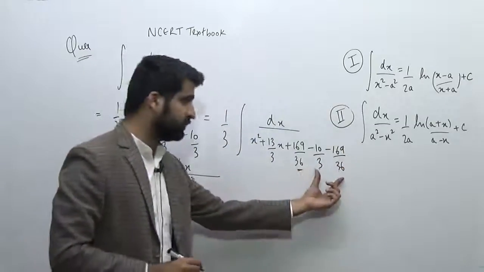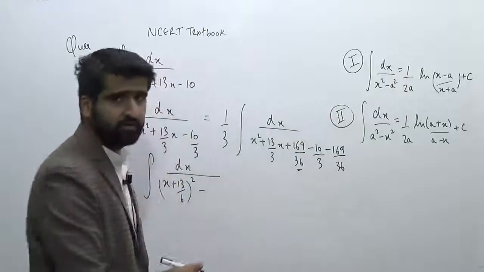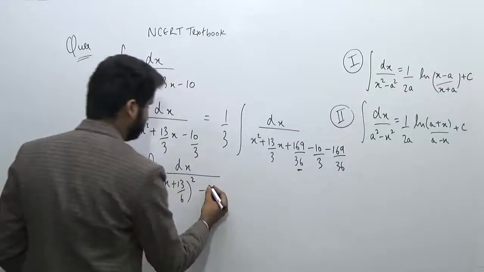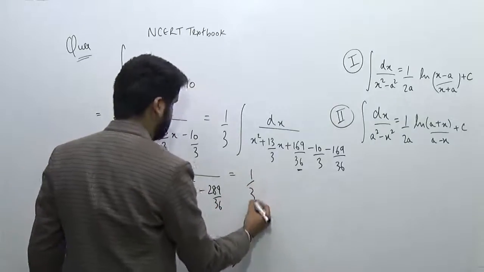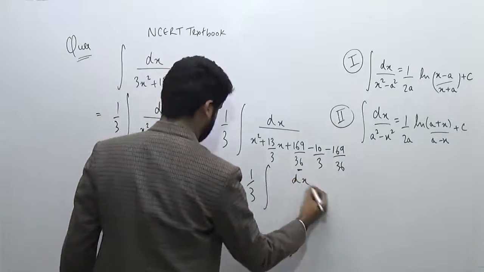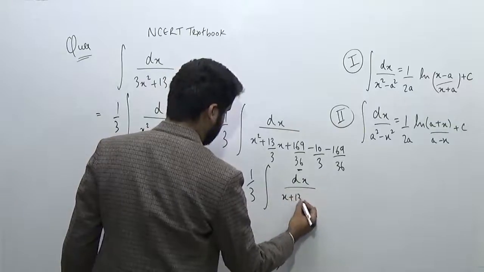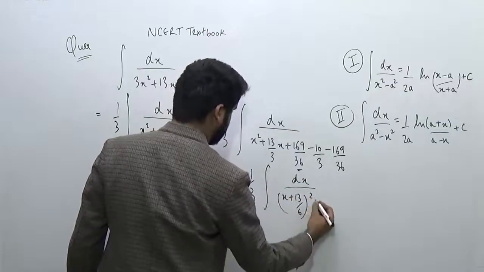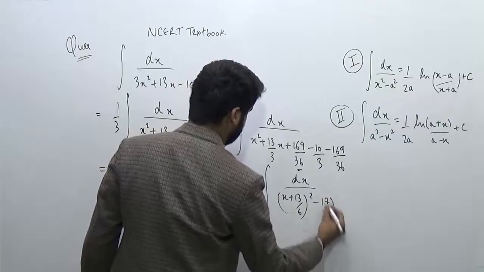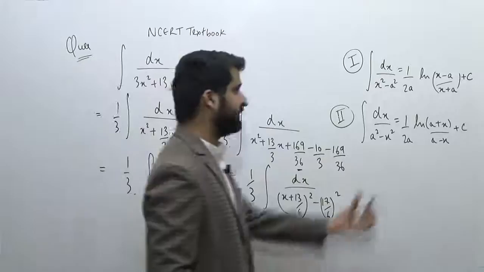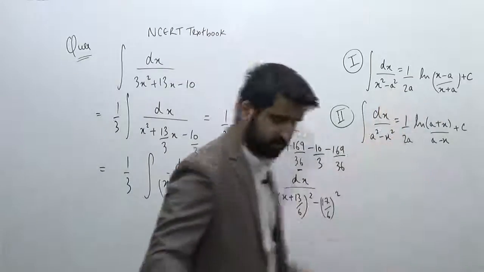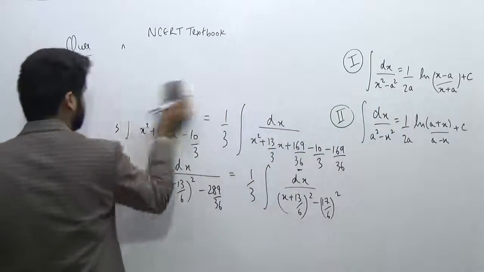So this will become 289/36. Just try to solve this one. 289/36 is nothing but (17/6)². So we have (x + 13/6)² − (17/6)², right? Now this has become the same type as the first one, so the answer can be easily written.